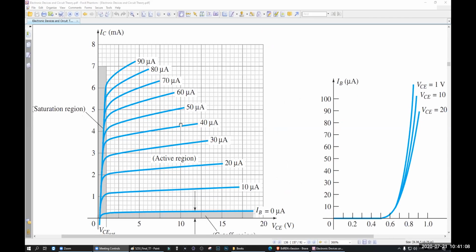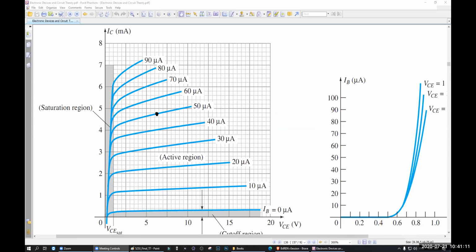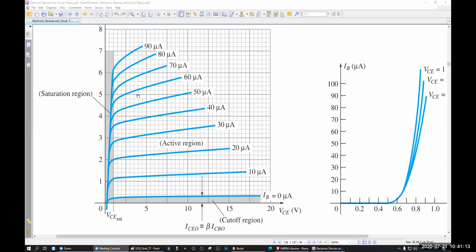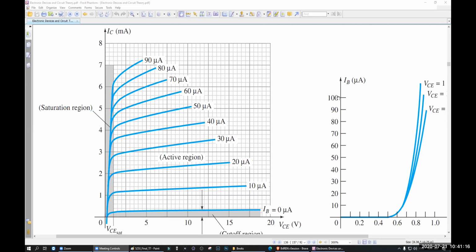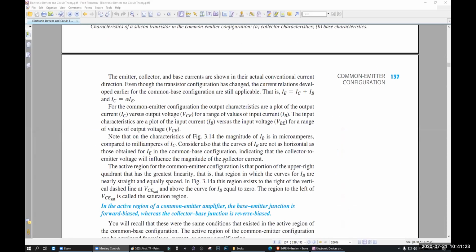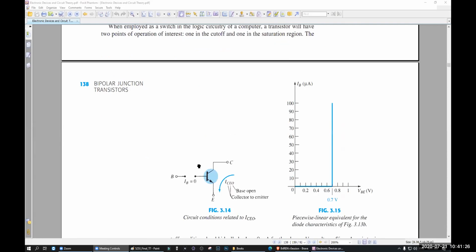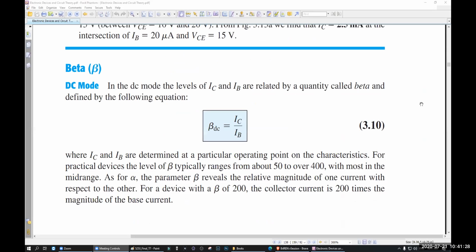Now, this is the common emitter. Common emitter configuration, output characteristics. So today we will be making these output characteristics on computer. Okay? That will be today's lesson. But before that, I want you to see these. Beta, yes, this one. Beta is the ratio of IC and IB. Beta is the ratio of IC and IB because this is the gain factor. This is the gain factor of your transistor.